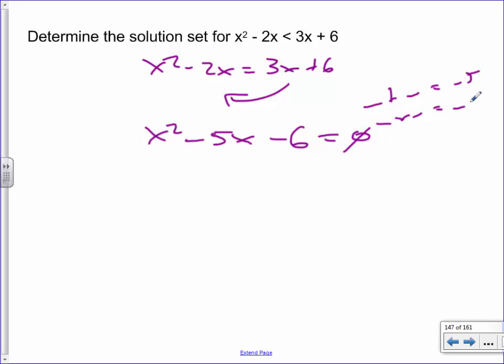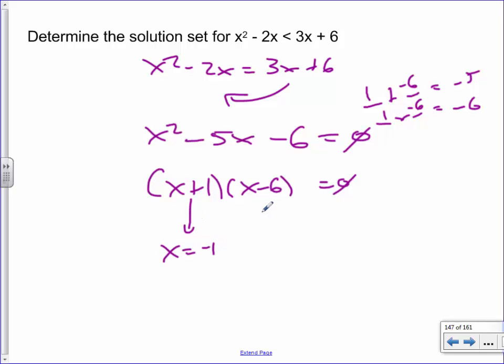Add to minus 5 times to minus 6. Jimmy, you said 1 and negative 6. That'll do. Good job. Does that make sense so far? Yeah. So I've got x plus 1, x minus 6. So I've got points at negative 1 and positive 6.